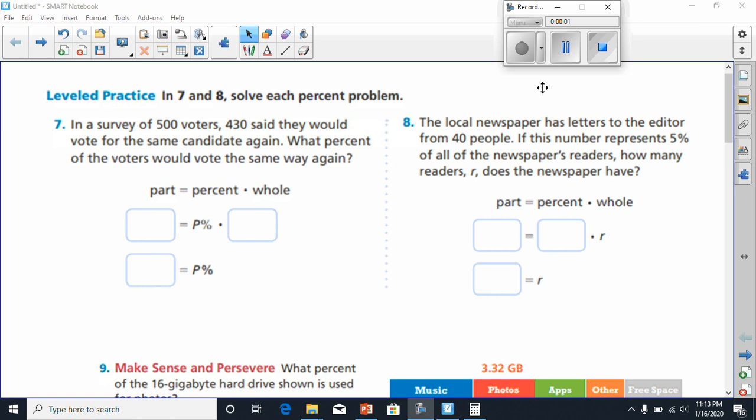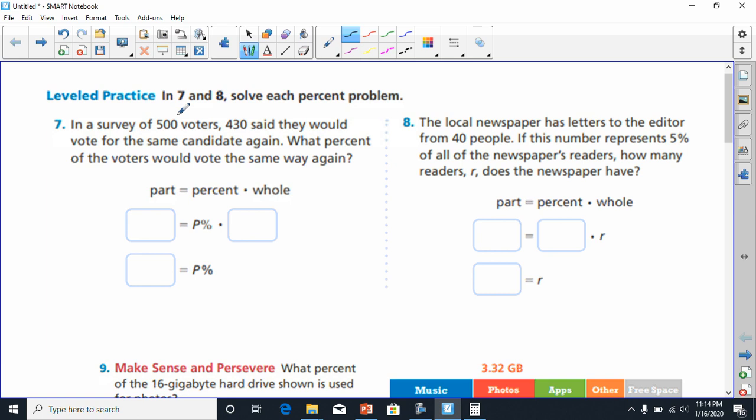All right, everybody, we're going to be doing representing the percent equation tonight. I'll be taking the odd ones. So let's start with number 7. A survey of 500 voters, 430 said they would vote for the same candidate again. What percent of voters would vote the same way again?